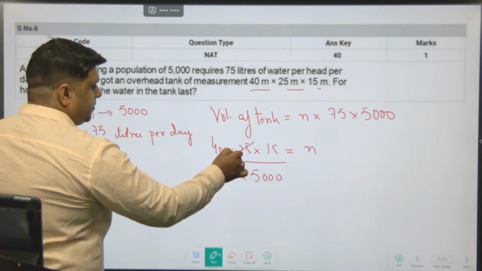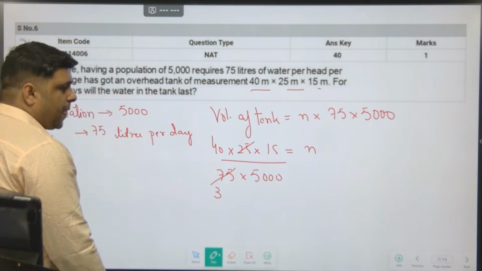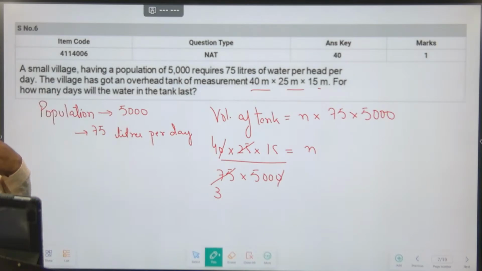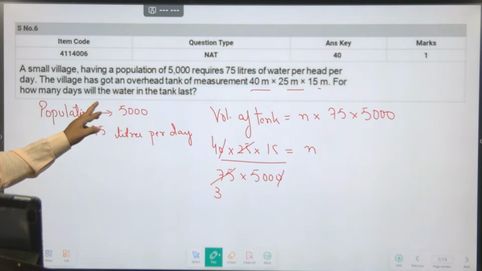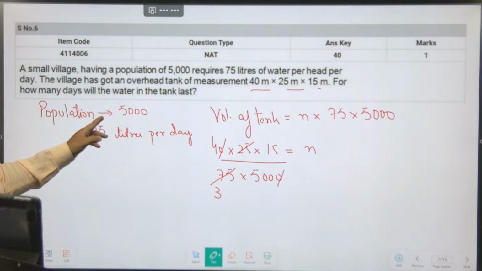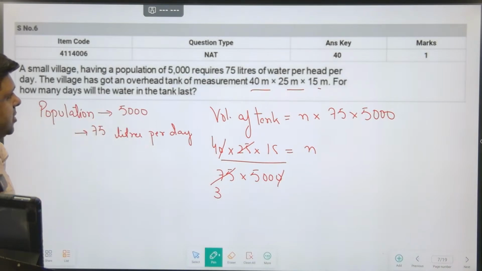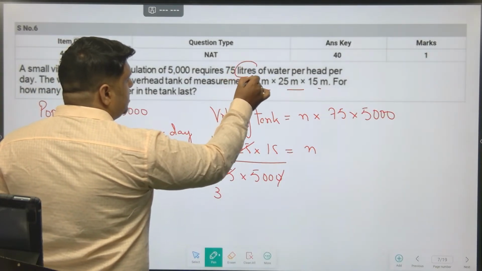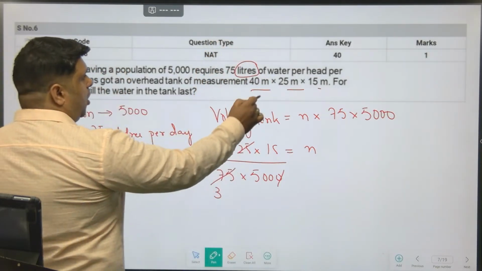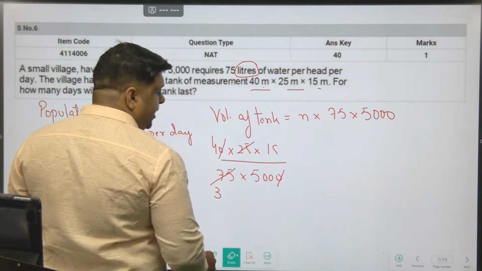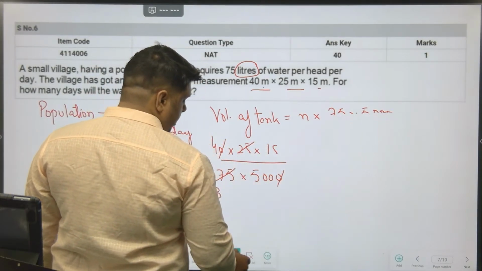Okay, so 21, 3. This 0 gets cancelled out here. So we are left with 15 and, wait a second. Let's see if there is anything we are missing here. Yes, we are missing one thing: the consumption has been given in liters, but everything else is in meters. So what do we have to do? We have to convert these meters into liters also.